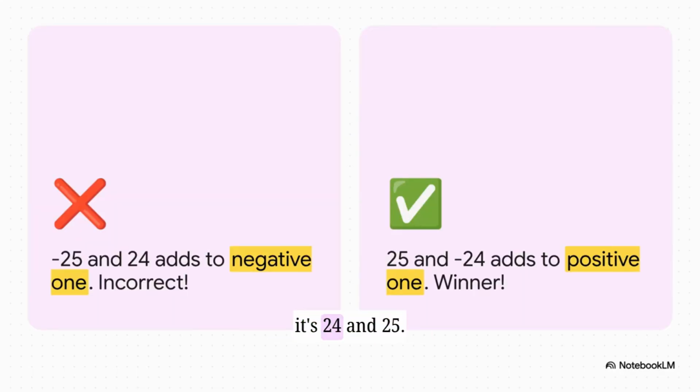Okay, so we know it's 24 and 25, now we just gotta figure out the signs. Let's test the options. Side A gives us negative 25 and positive 24. But wait, if you add those, you get negative 1. That's a no-go because our B term is a positive 1. Now look at side B, positive 25 and negative 24. Add those together, positive 1. So side B is absolutely our winner. Positive 25 and negative 24 perfectly multiply to negative 600, and they add up to the positive 1 we need. The hunt is officially over.